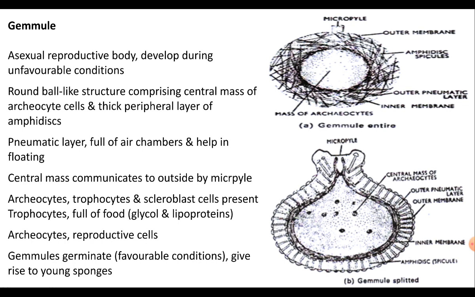When a number of gemmules are formed, the sponge disintegrates and all the gemmules are liberated out, and they lie in dormant conditions on the bottom of the pond. And with the onset of favorable conditions, the gemmules are hatched out and develop into new sponges.